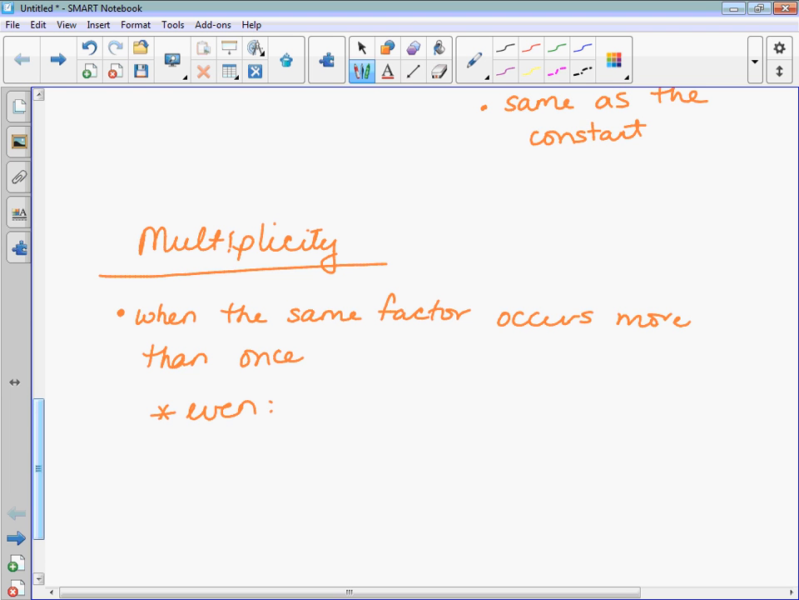You can have even multiplicity and you can have odd multiplicity. Even is called a point of tangency. You probably talked about it last year as a bounce off the x-axis. Odd multiplicity is called a point of inflection.